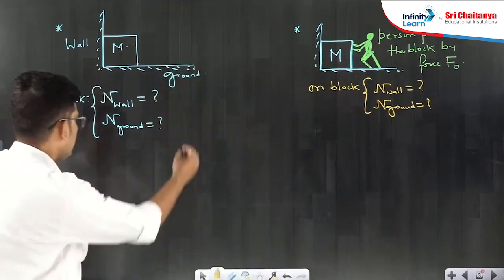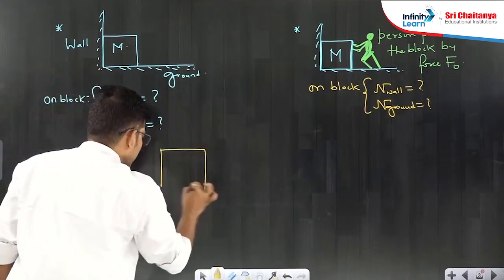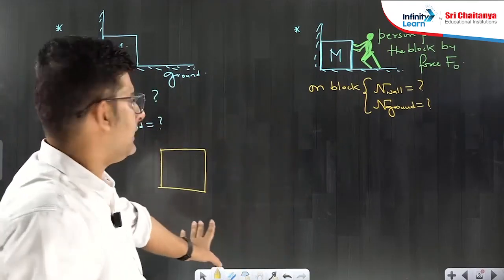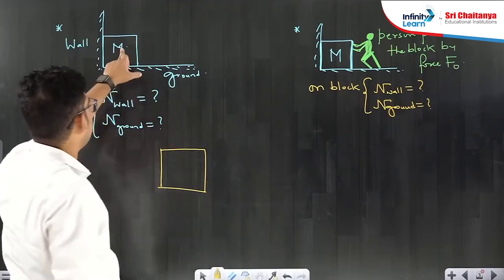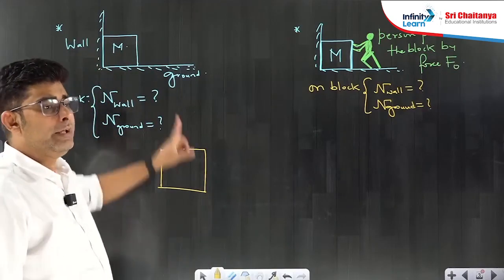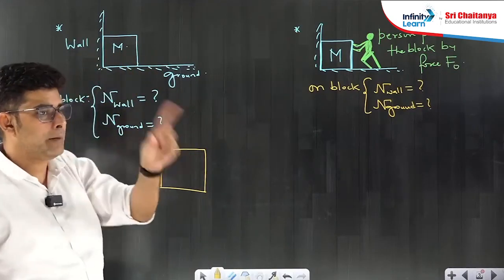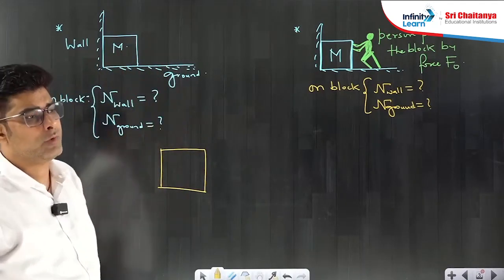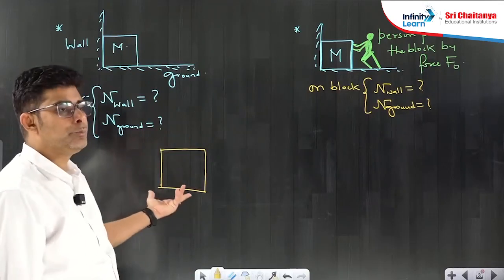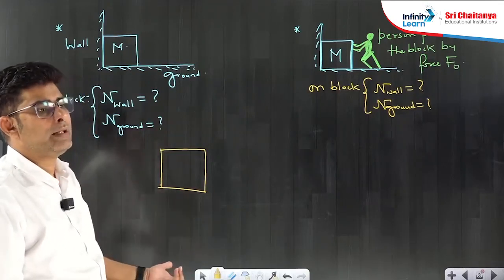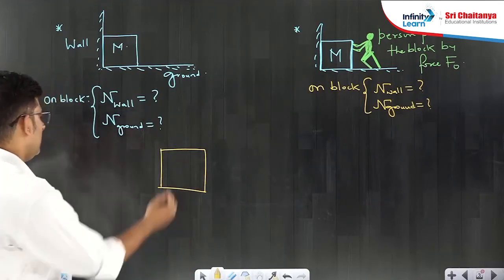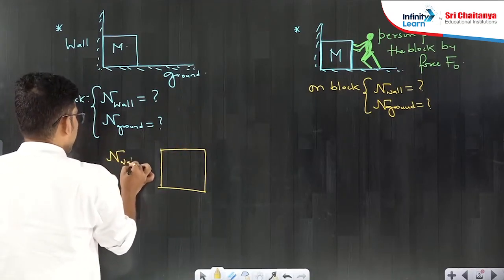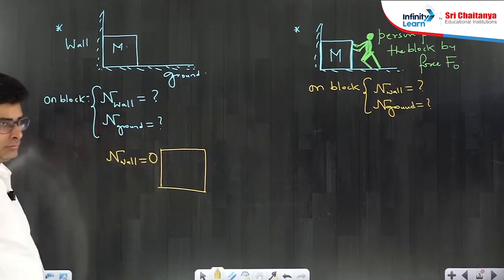Here, if I ask you just the basic thing, is the block getting pushed by any external agency or by any reason? Is it getting pushed against the wall? Reply fast, yes or no. Is it getting pushed against the wall by any other force? No. So if it is not getting pushed, will normal reaction develop by the wall? Answer is no. So I will say normal reaction by wall is equal to 0.